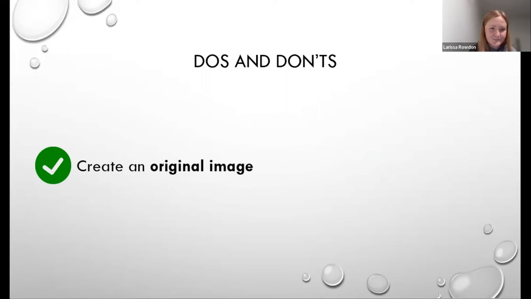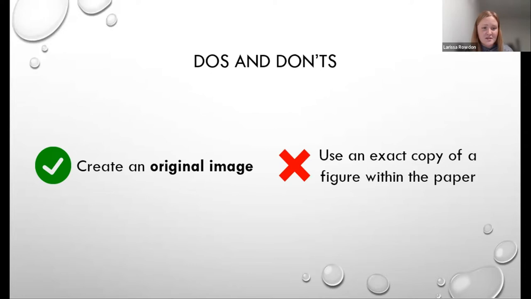You definitely want to create an original image. Something that does happen probably too often is just using an exact copy of a figure that's already within the paper and just slapping that on and calling it your graphical abstract. The issue with this is that there's no context to those figures. You might find some really great, really cool results, but just throwing the figure that has your stat summary in as your graphical abstract is going to be pretty meaningless to your viewer, because at first glance, they have no other context. They don't know what any of those stats actually mean.